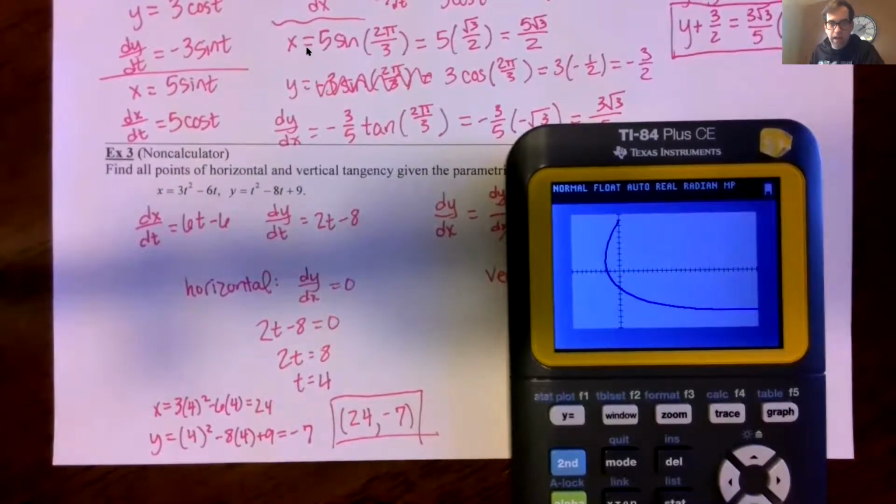All right, so that's the graph that shows exactly what's going on here and how we successfully found the points of horizontal and vertical tangency. Now we are ready for example 4.